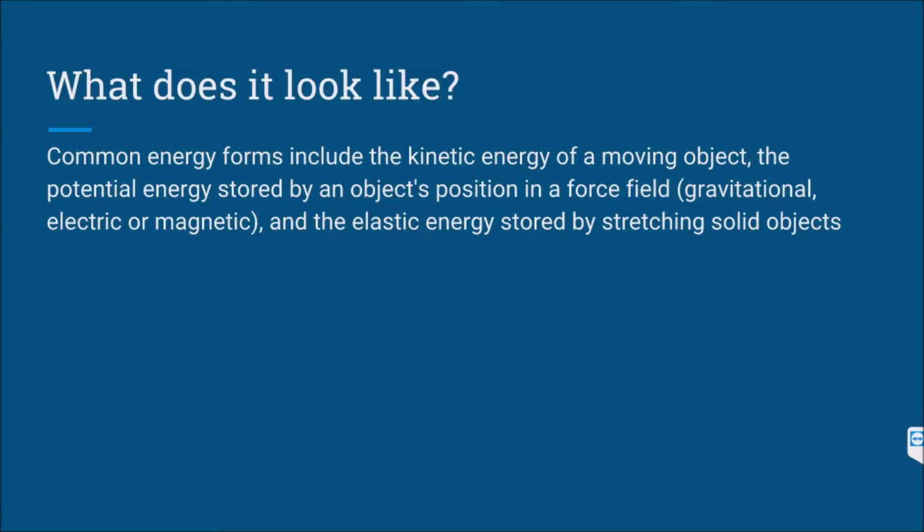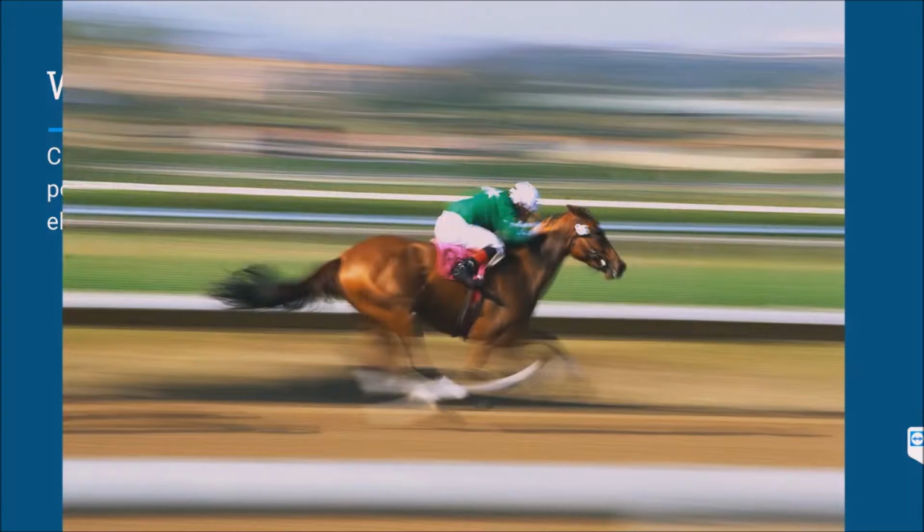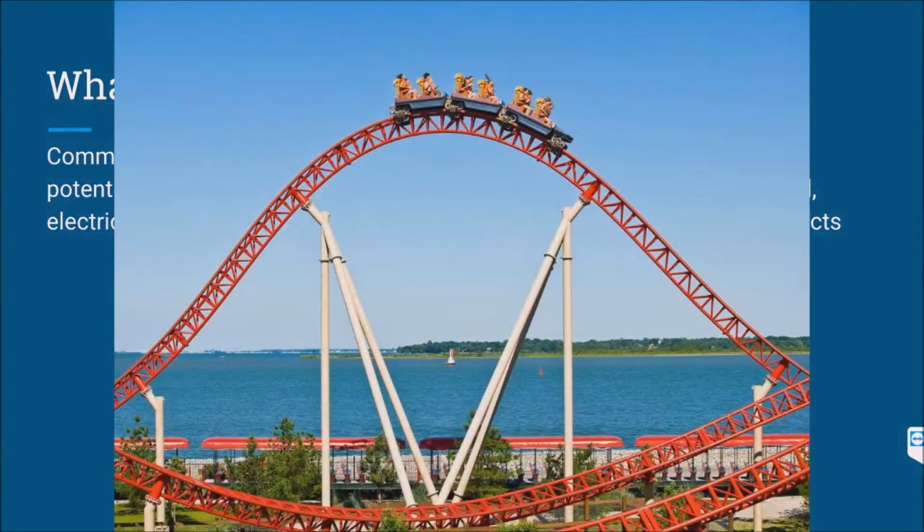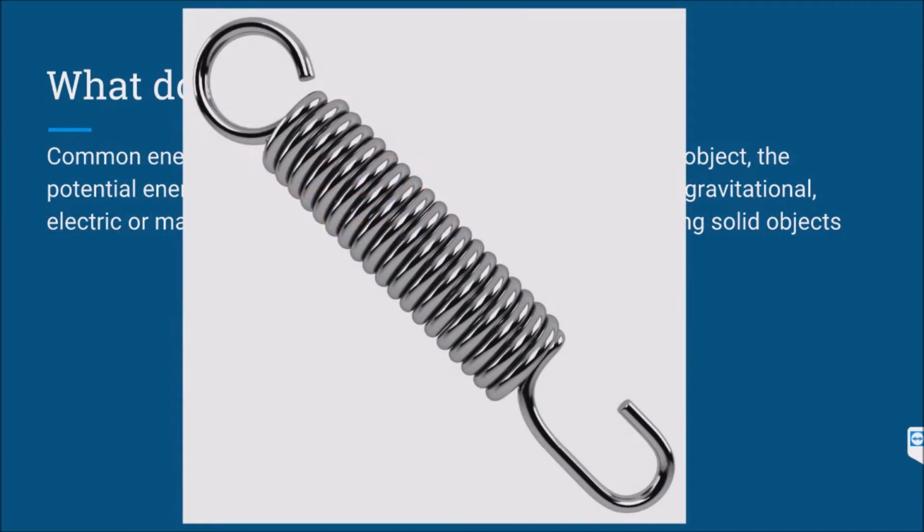Next, we have a few examples of what these forces would look like. Here we see kinetic energy. Here is an example of potential energy from gravity, but it also has kinetic energy since it's moving. Next, we have an example of elastic energy, since this is a spring.